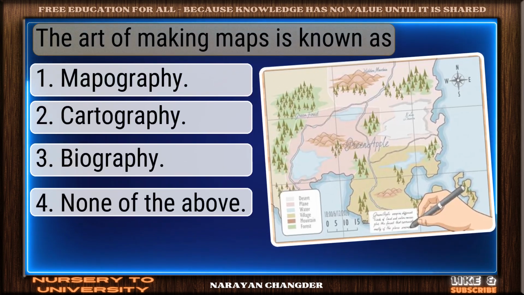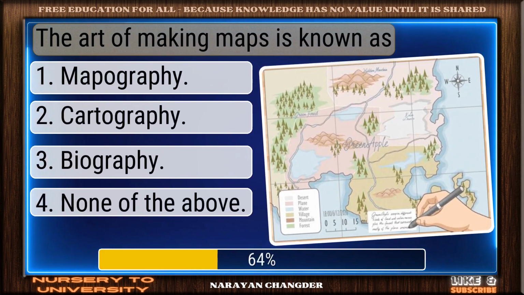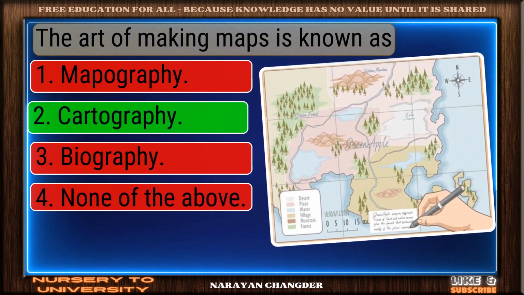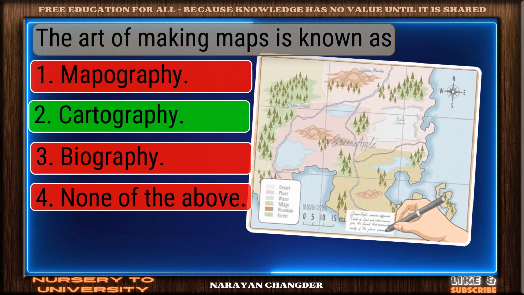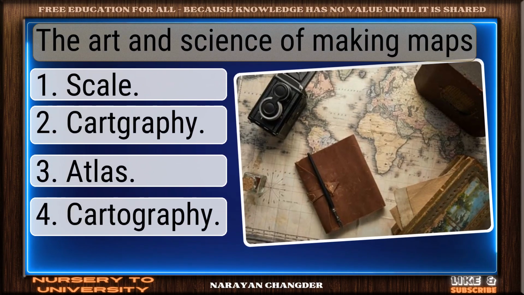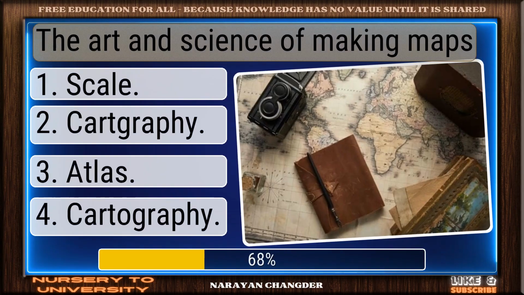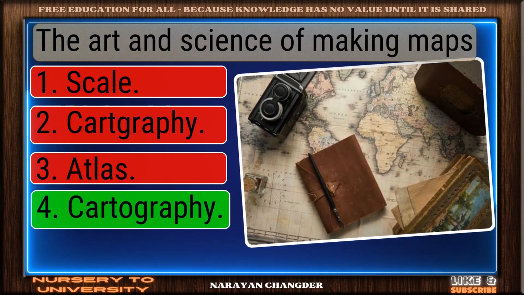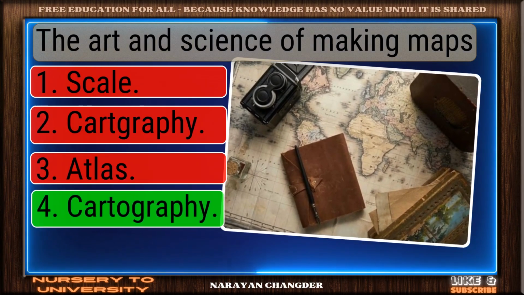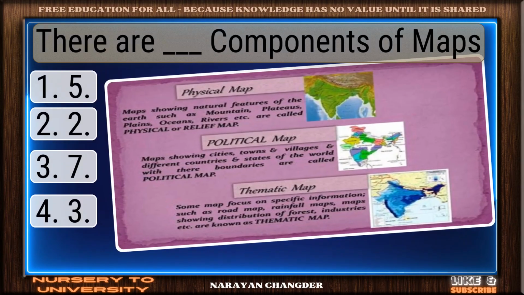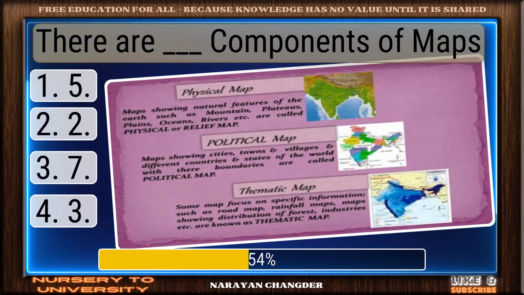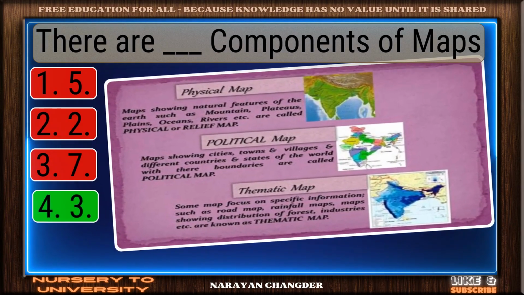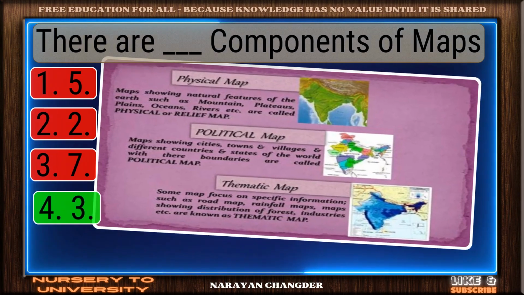The art of making maps is known as? Correct. Cartography is the right answer. The art and science of making maps? Well picked. Cartography is the correct answer. There are dash components of maps. Nice work. You chose 3 and it is correct.